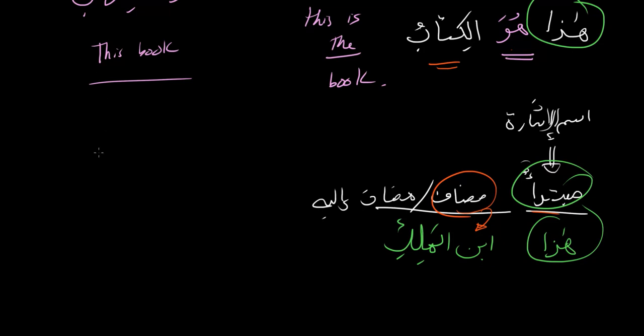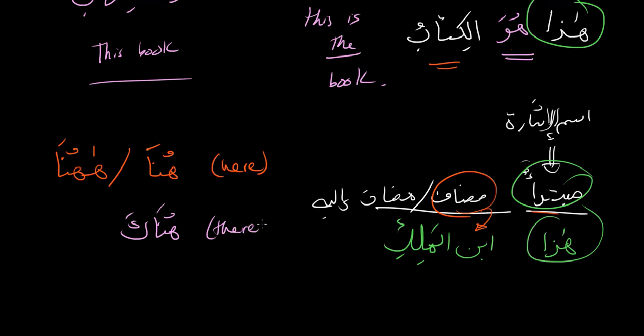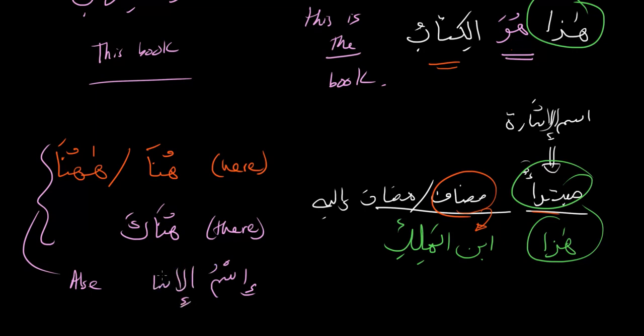And finally, the last point that we have in this section is these two words, huna and ha huna. Huna ha huna, which means here, and hunaka, there, are also ism ishara. But however, they do not have any particular rules. Okay, and they do not have any particular rules.